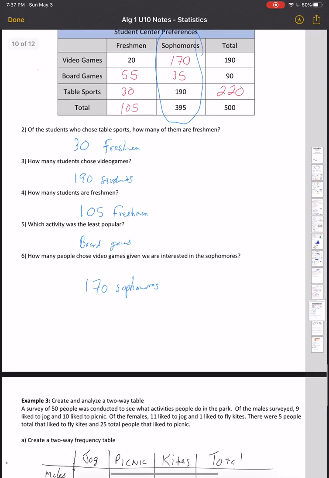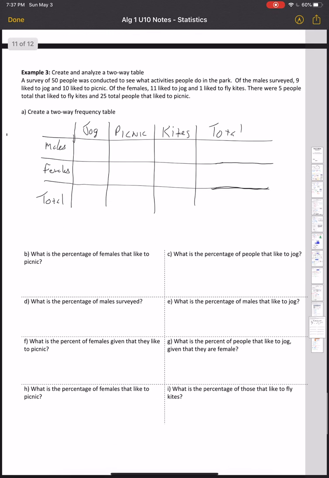And then one more example together. And this is if we have to create a table from scratch. So you see I kind of started it here. So a survey of 50 people were conducted to see what activities people do in the park. Of the males surveyed, so that tells me that we're going to be looking at males and females. So that's one of my categories. Those are going to represent my rows. My columns are going to represent the activities.